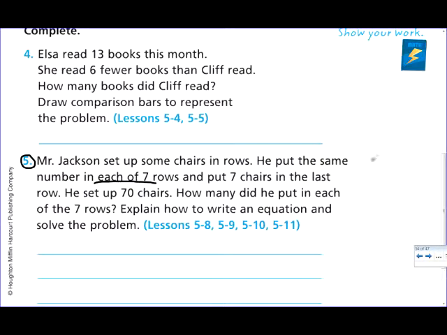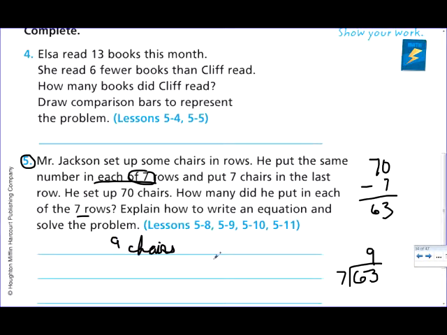If we take 70 and subtract 7, what do we get? We get 63. Now we take that number, 63, and divide it by 7 rows, and we should find out how many he put in each of the 7 rows. 7 times what equals 63? 9. 9 times 7 is 63. So, how many did he put in each of the 7 rows? He put 9 chairs in each of the 7 rows.